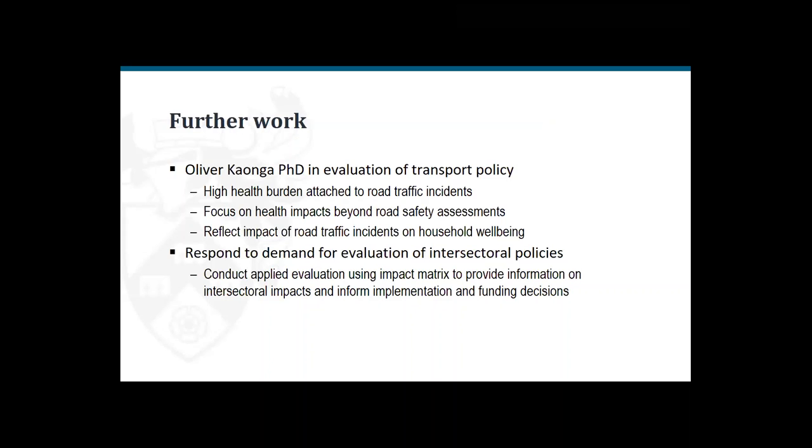So further work in this area at York is ongoing. I have Oliver Kawonga, who's one of the participants, I think he's listening today. He's conducting a PhD and he's looking at transport policy. This has a very high health burden attached to road traffic incidents, and he's focusing on how this health burden features in evaluations to prioritize and inform alternative transport policies. He's focusing on health impacts beyond road safety assessments and in principle could look at things like the building of a new road, for example. And he's also interested in reflecting the impact of road traffic incidents beyond simply their impact on health to look at household well-being as well.